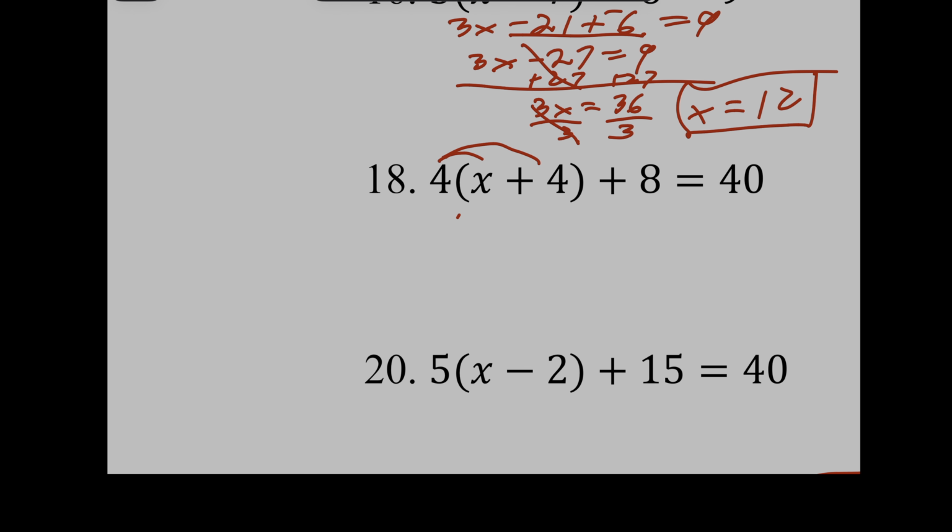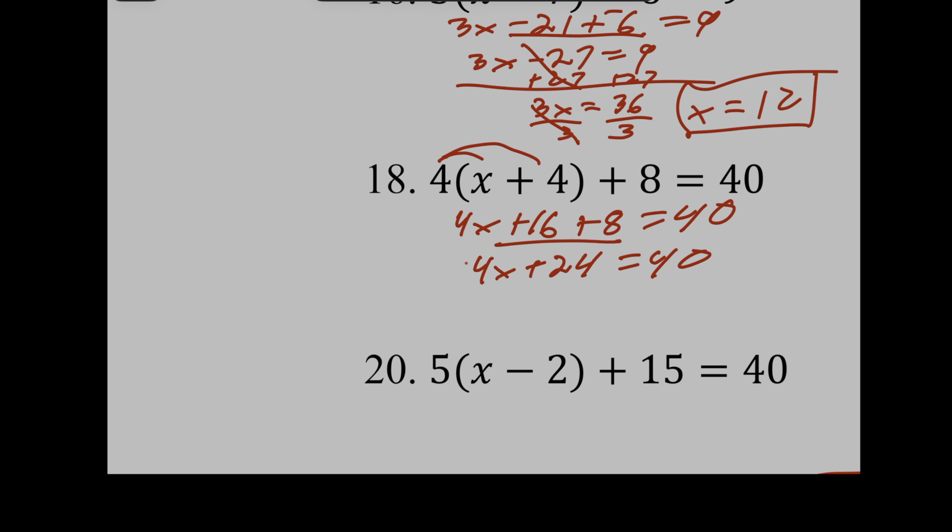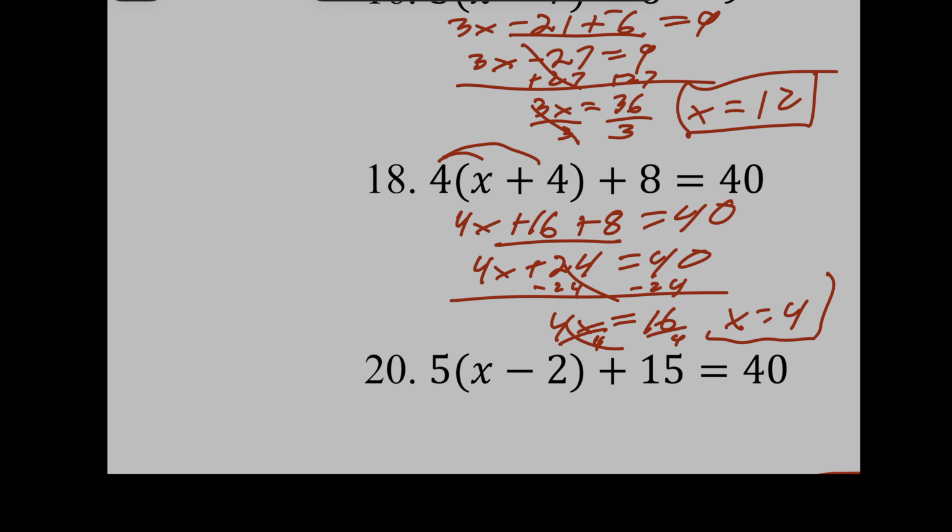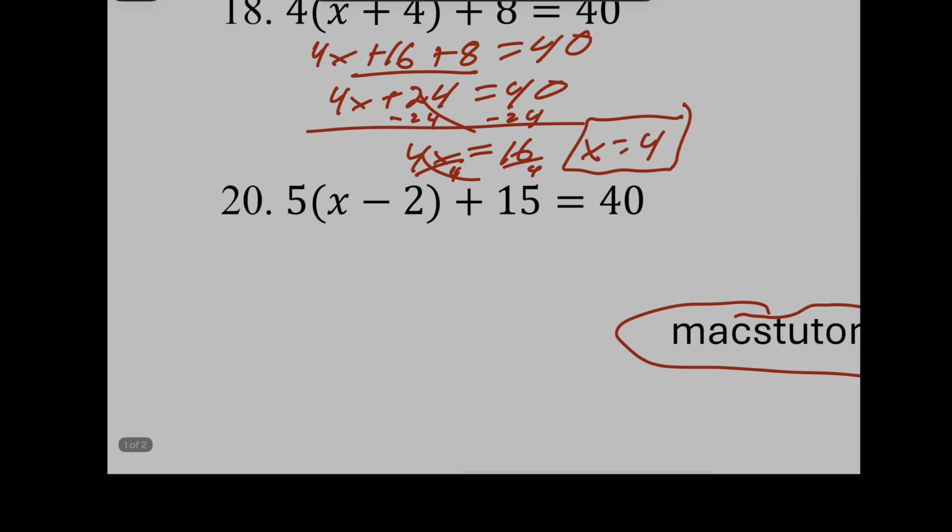Good job working through. 4x plus 16 plus 8 equals 40. Now I want to collect my like terms. So I'm going to get my 4x plus 24 equals 40. Letters on one side, numbers on the other. So I'm going to subtract my 24. And I'm going to get 4x equals, that's going to be Lakers up by 16. Now I'm going to divide each side by 4. X equals 4.